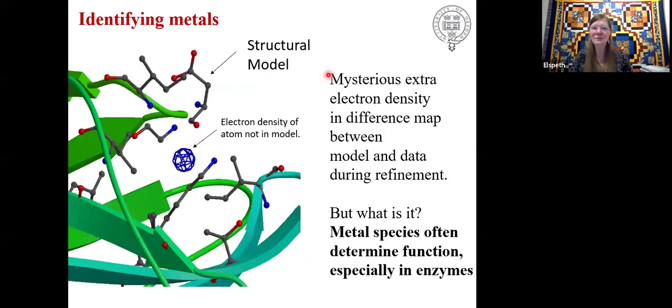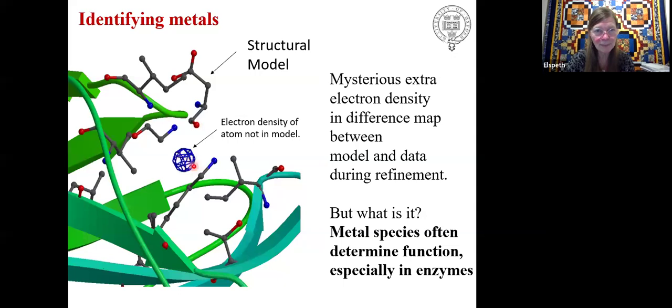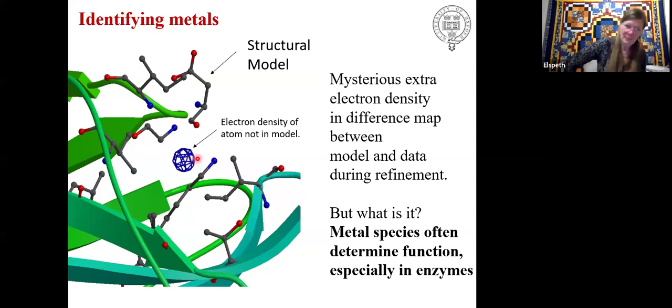Now, the metals, when you get to the end of your refinement of a structure, can be quite hard to identify, and we use circumstantial evidence. So here's an example of a mystery blob that I'm left with by doing a difference map between my data and my model, and I haven't got this in my model. So it's in my data, but not in my model. So what is it? Well, is it a metal? Yes, it might be a metal.